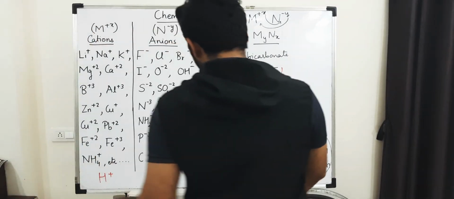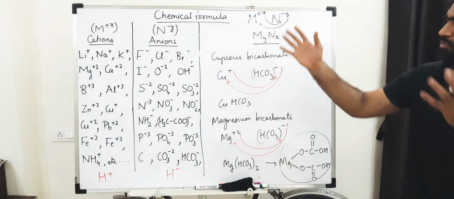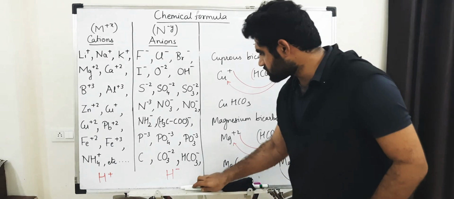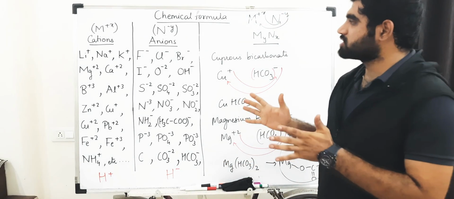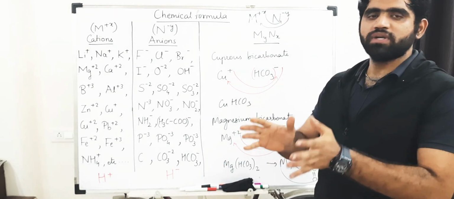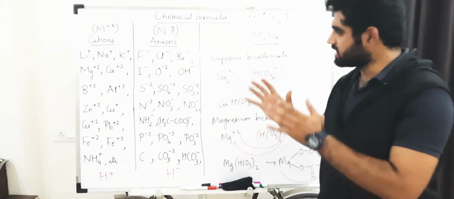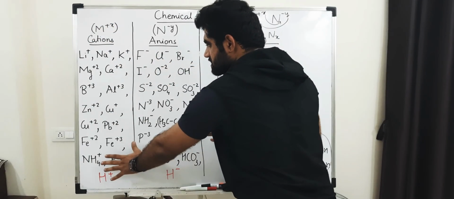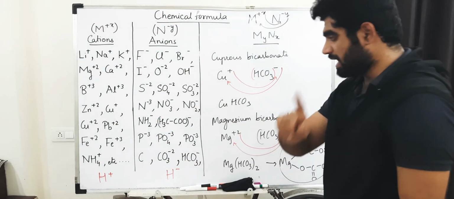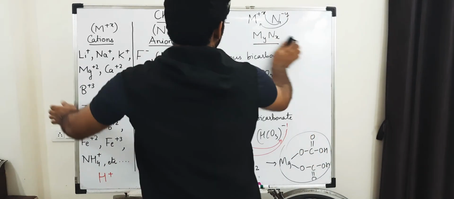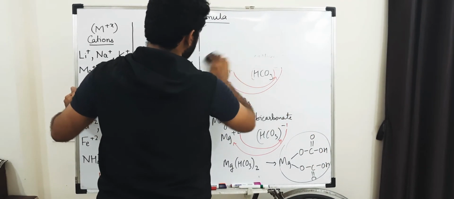Fine. So in this way you can form any combinations. I would suggest you form approximately 15 to 20 different combinations other than what I have taken. Practice it. You can definitely form a compound. Just one ion should be from this end, one ion should be from this end. Okay, I'll take one last example, and then I'll stop.